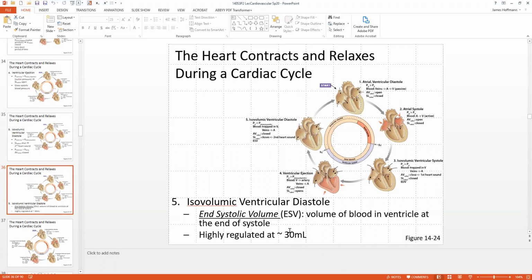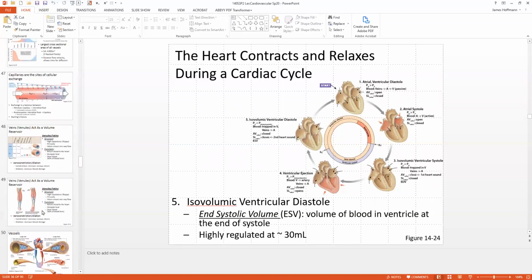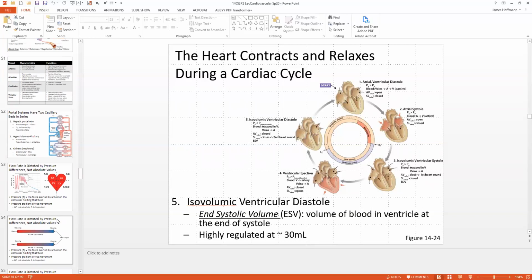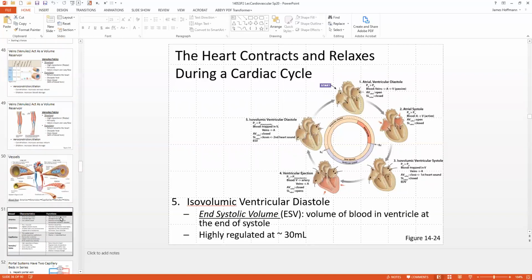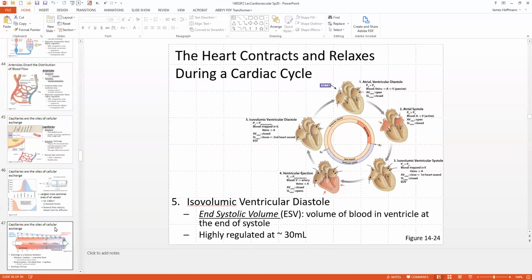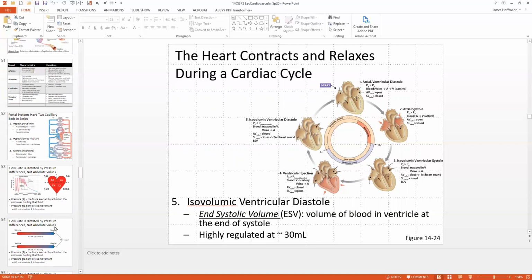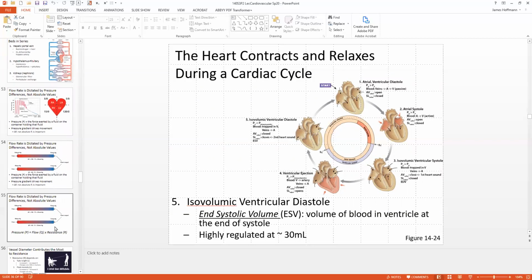So if we started with 100 and our end diastolic volume was 100, and we ended with 30, our end systolic volume was 30, that means we had to pump out the difference of that, right? And so the difference would be the stroke volume, right? So end diastolic volume minus end systolic volume gives us stroke volume. And so that was one of the important numbers that we looked at in terms of pressure.